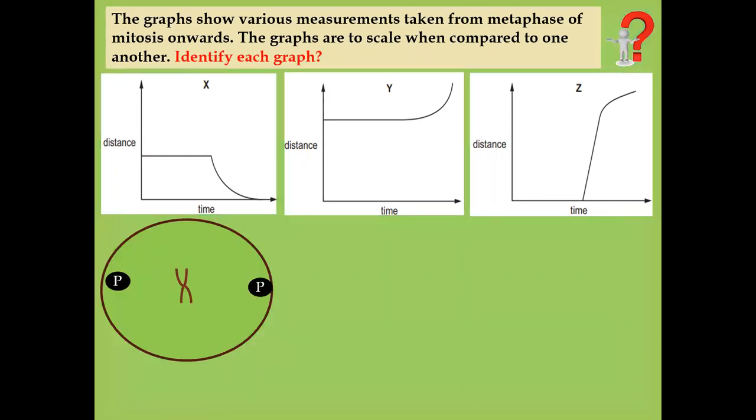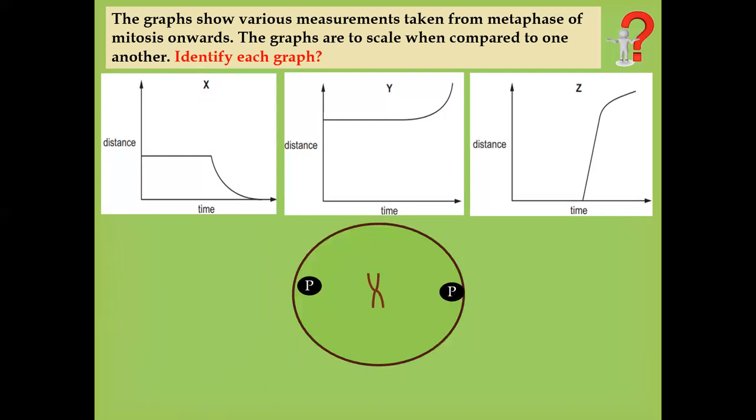For example, graph X represents a distance that was at a certain point, and after metaphase, this distance decreased to 0. For example, when we see these two points, like the distance between the chromatid and the pole was at a certain point, but after metaphase, this distance decreased to 0. So we can say that that's the distance of the centromere from the pole of the spindle. In the same way, we shall move to the second point here.